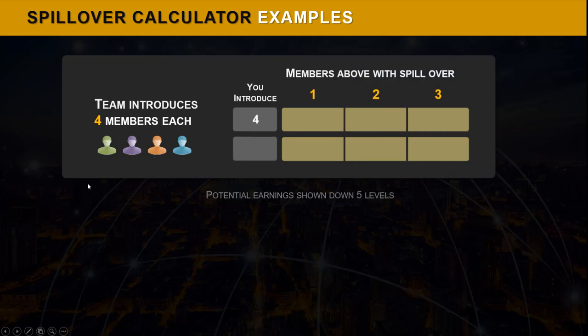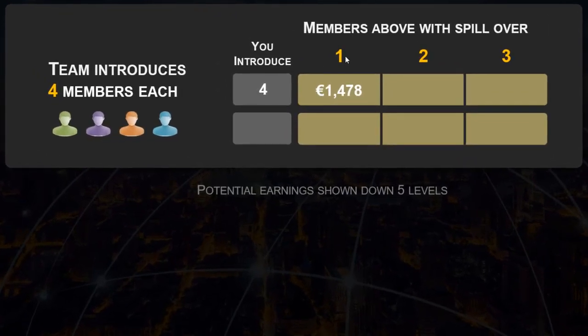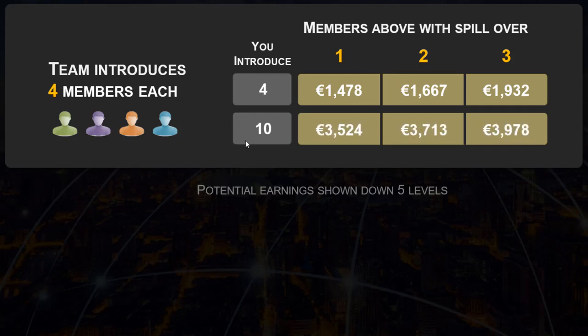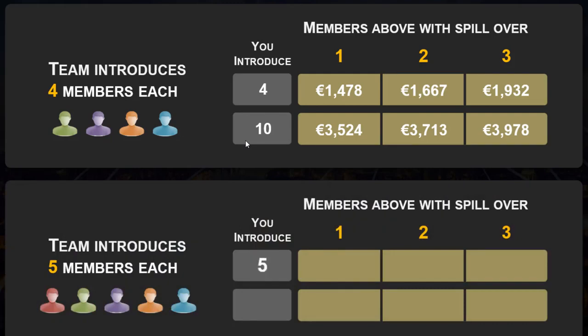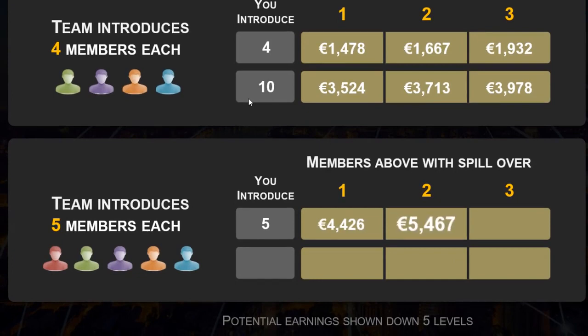You've introduced 4 people, and so has your team. And you've only got one person above you adding spillover. So that would be €1,478 a month, as we showed you. If it were 2 people adding spillover, or 3, then the figures go higher. But if you introduce 10 people yourself and everyone else only introduced 4, then the figures are much higher. But what if everyone introduces 5 each, and so do you, and you've got one person above you adding spillover, or 2 or 3? Can you see how the figures are going up? Or if you personally introduce 10, then these are the figures.